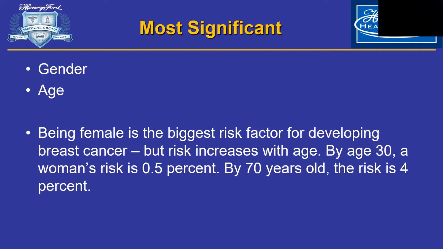So now we're going to talk a little bit about uncontrollable risk factors. The most significant, number 1, gender, and number 2, age. Being female is the biggest risk factor for developing breast cancer, but risk increases with age. So by age 30, a woman's risk is 0.5%. By 70, this risk is 4%.